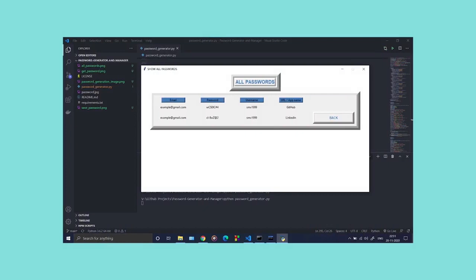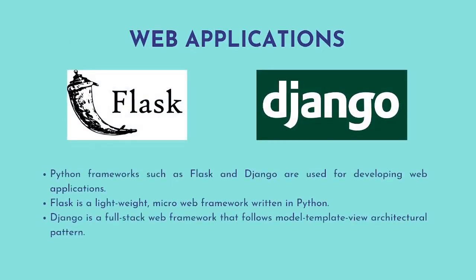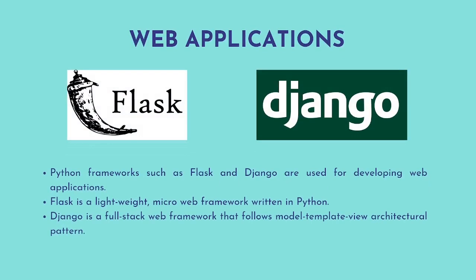Now, let's move on to another important topic, which is web development. So Python frameworks such as Flask and Django are used for developing web applications. Flask is a lightweight micro web framework which is written in Python. Flask does not require particular tools or libraries. Third-party libraries provide the common functionalities required by Flask. On the other hand, Django is a full-stack web framework that follows model template view architectural pattern.